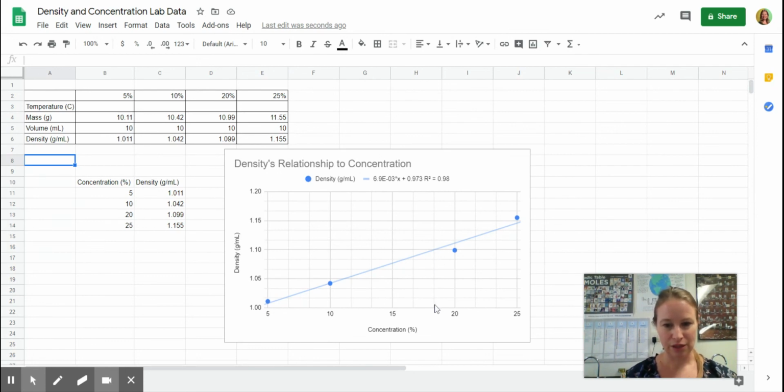Okay, so we could do the math mathematically with our calculator to figure out what that is. But if I said 18, I know it's between the 15 and the 20, so I can estimate the concentration. Now, if I took my Y value and I plugged that into my equation and I solved for the X value, then I would have the exact concentration in percentage. Okay, so that's how we're going to find the concentration of our unknown solution.